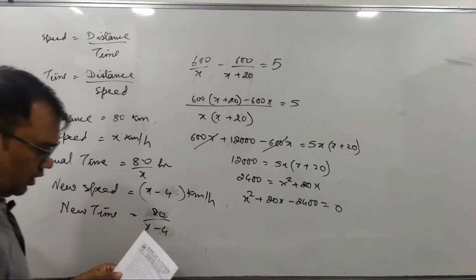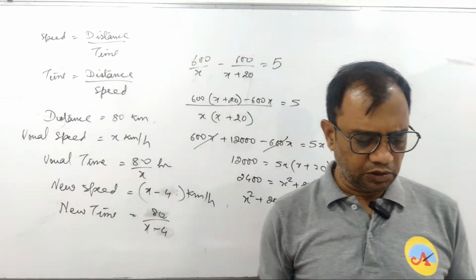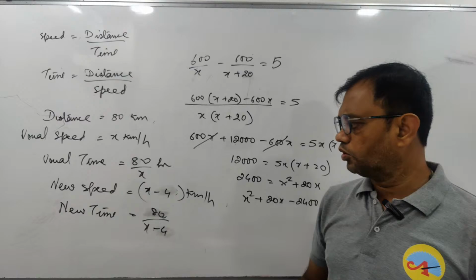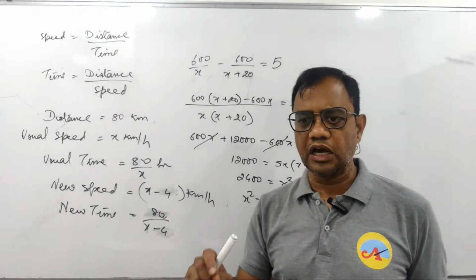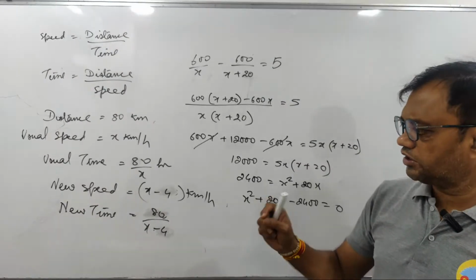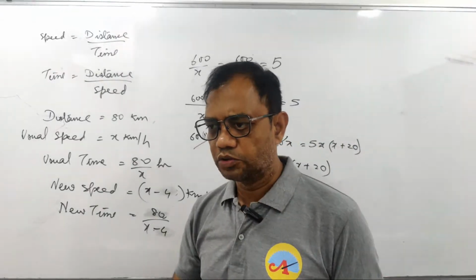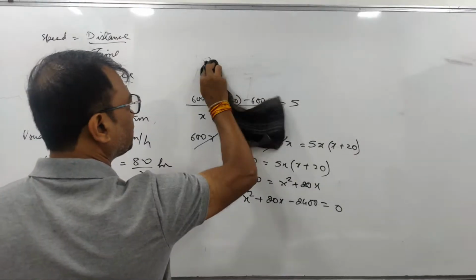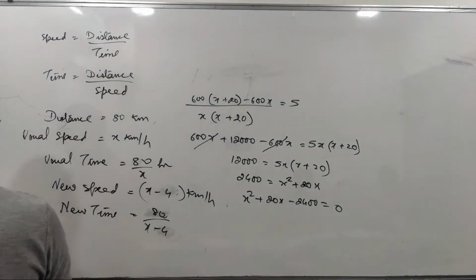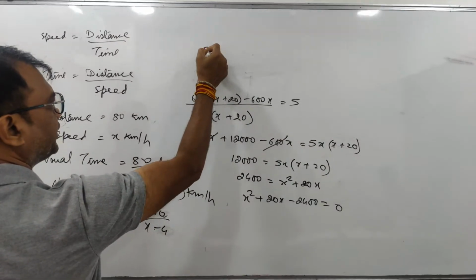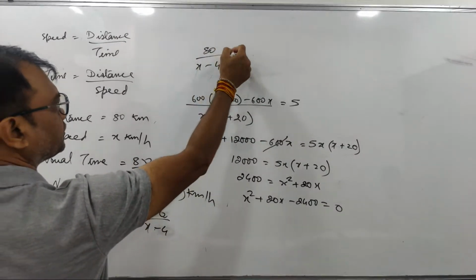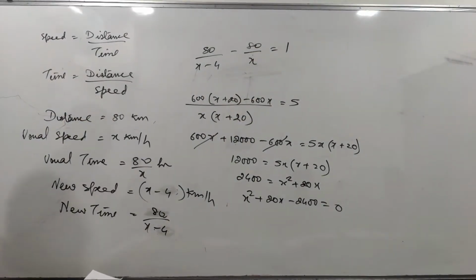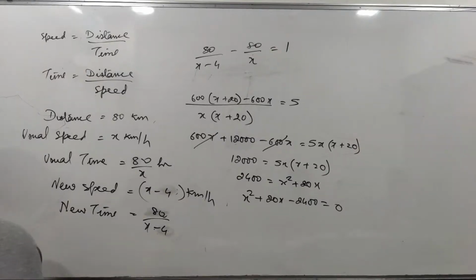Now, the question says the journey would take 1 hour more. So this 1 hour more is related to which time? New time. So now which time is more? New time is more. So which time is smaller? Usual time is smaller. So what will become the equation now? New time minus usual time. So the equation will become 80 upon x minus 4 minus 80 upon x equals 1, it takes 1 hour more. So this is how you will get the equation.